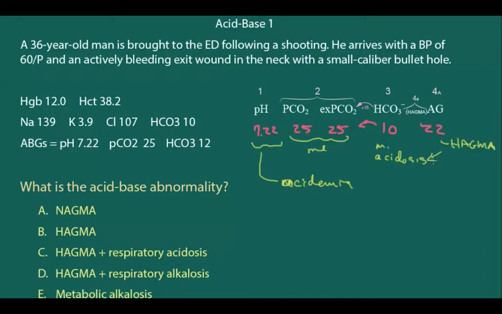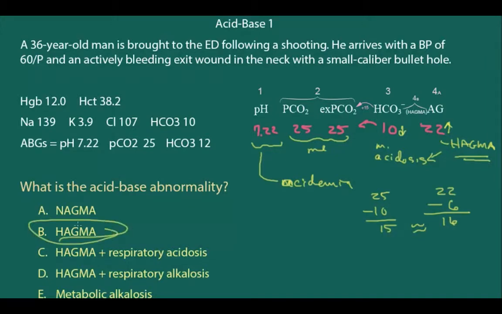And remember, anytime you have a HAGMA, you definitely have, by definition, a metabolic acidosis. Let's go to the 4B area and compare the increase in anion gap with the decrease in bicarb. Increase in anion gap is 22 minus the normal of 6. So it's 16. Anion gap has increased 16 above normal. Bicarb is 10. It's 15 less than normal. So 15, 16. They're about the same. We have a simple HAGMA going on.